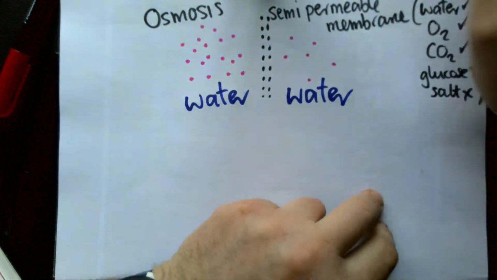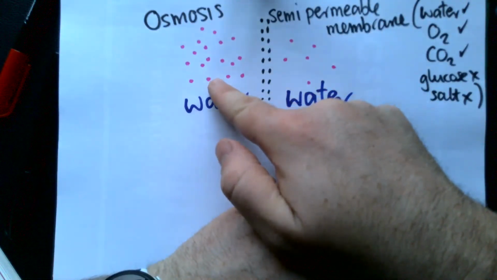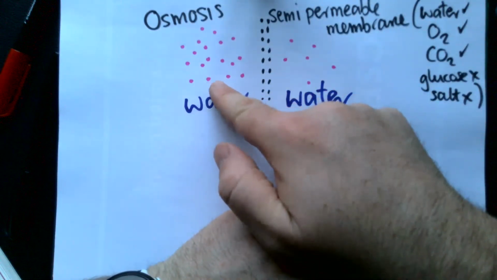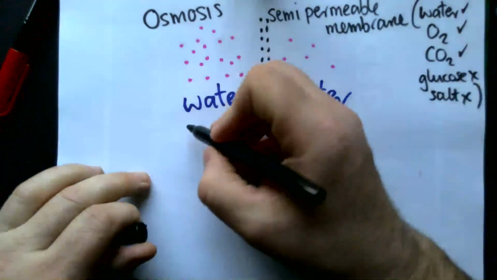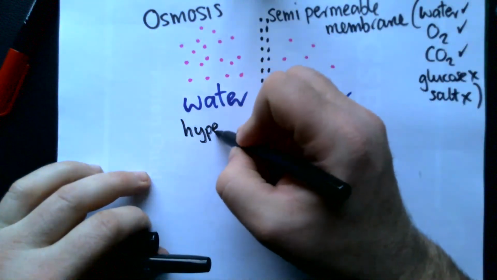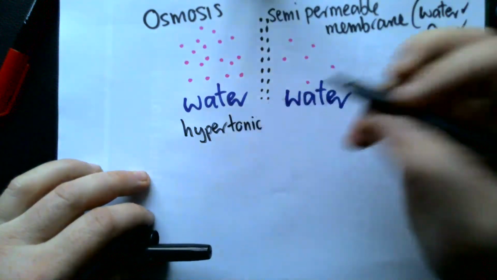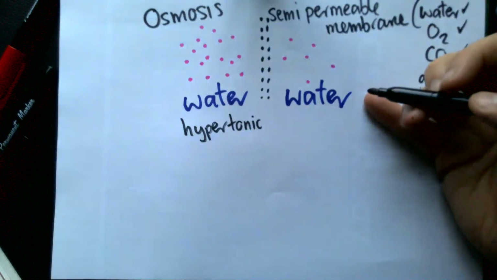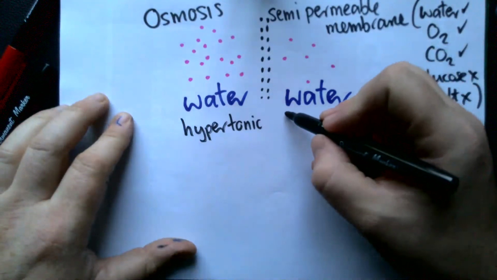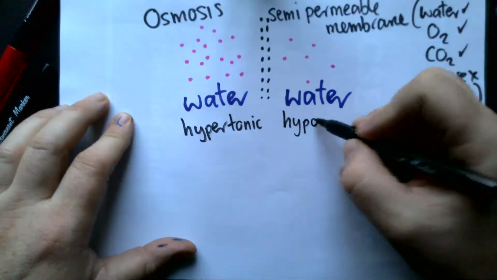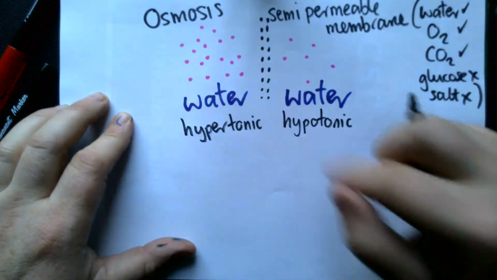Now, what's happening is we'd say that there's a high level of dissolved molecules in this water. So we say that as hypertonic. So hyper means a lot or high. Tonic just means things dissolved in it. Again, I'm being a physicist. This means there's a lot of things dissolved in the water. This would be hypotonic, which would mean low numbers, a low amount of things dissolved in the water.